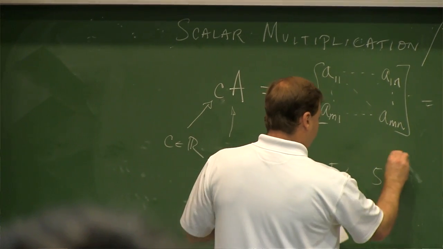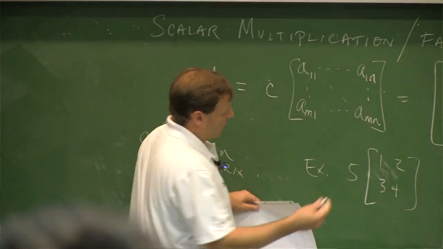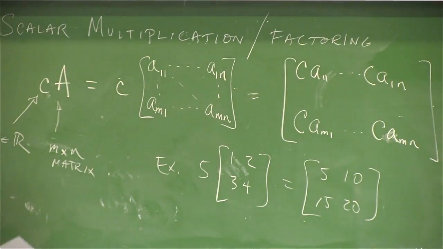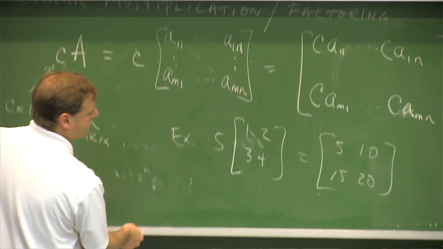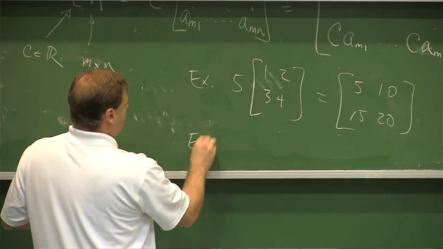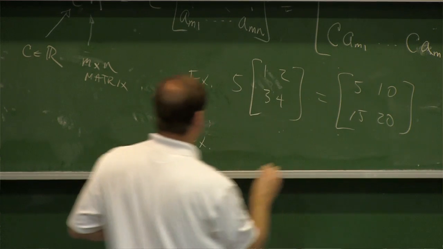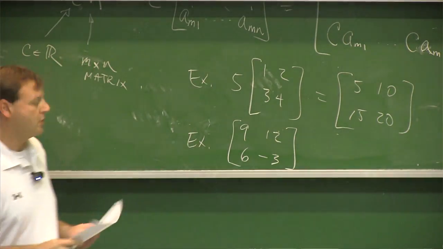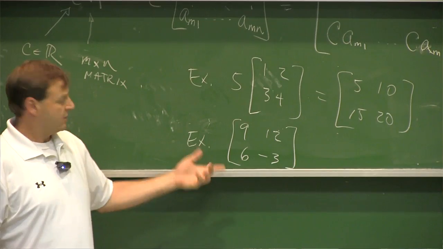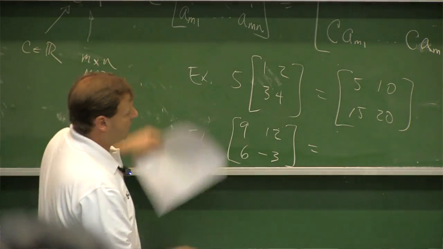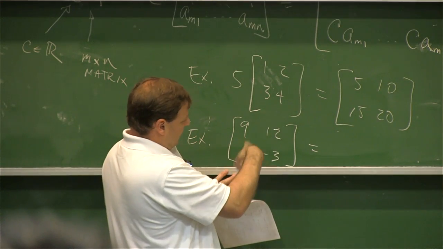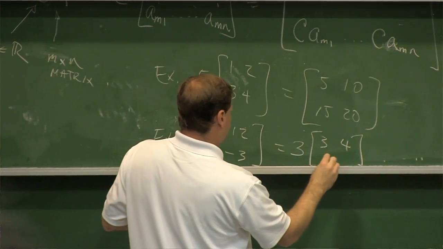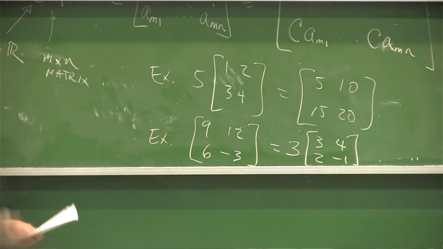So the specific example is if I have 5 times 1, 2, 3, 4, well, that's just 5, 10, 15, 20. I just scaled everything up. And then similarly, let's do another example. If I have 9, 12, 6, negative 3, you can notice that every single term has a 3 in it. So then you could factor out the 3. Let's put the 3 outside, and then I have 3, 4, 2, negative 1. So that's the opposite direction, factoring.